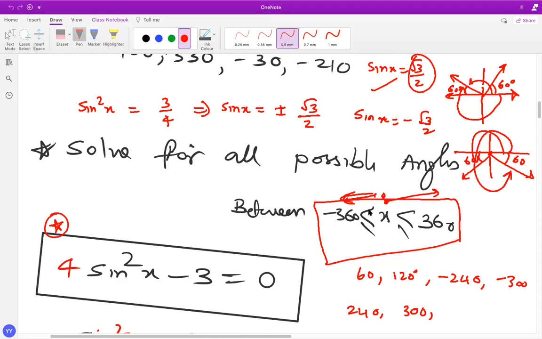Now if you go from 0 to negative 360, which means you go clockwise, it is negative 60, which is this angle, and then negative 120. So these are the 8 possible solutions that you have got. So let's go to one more question.